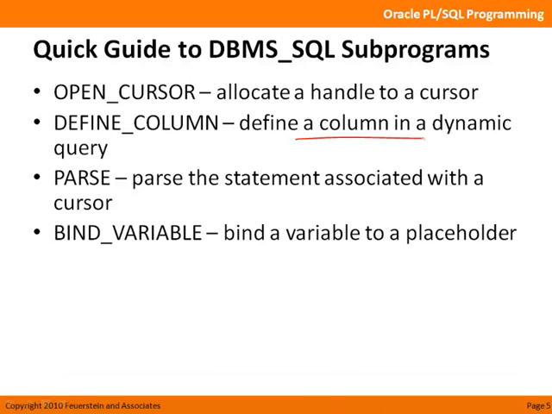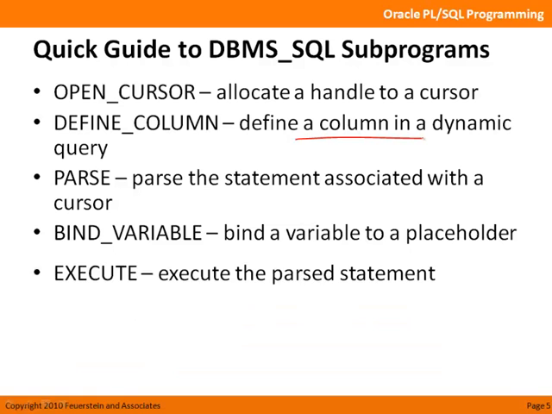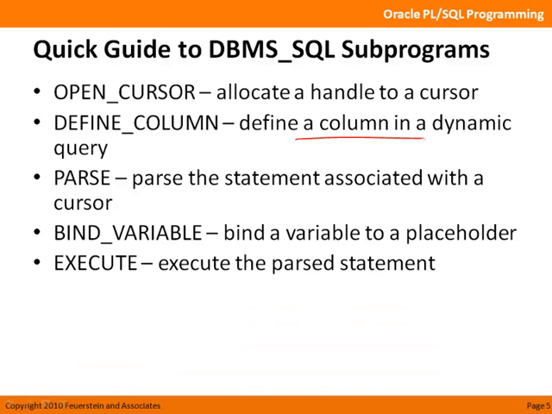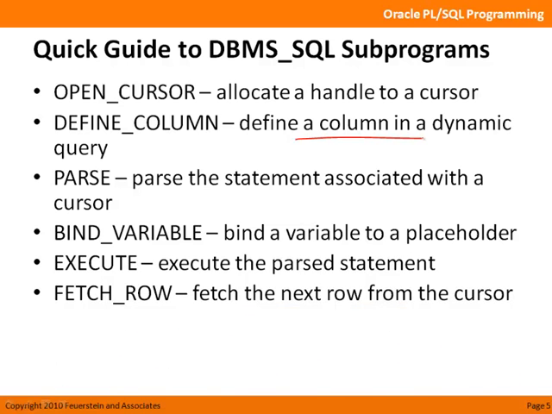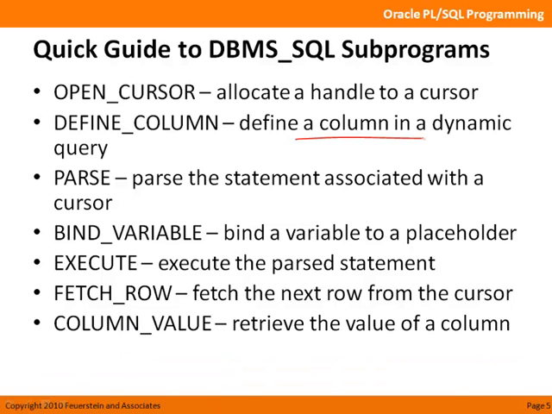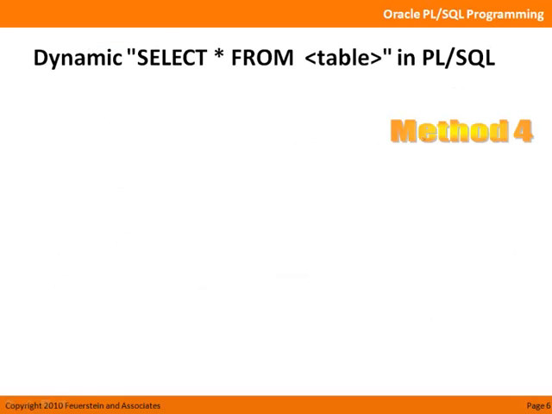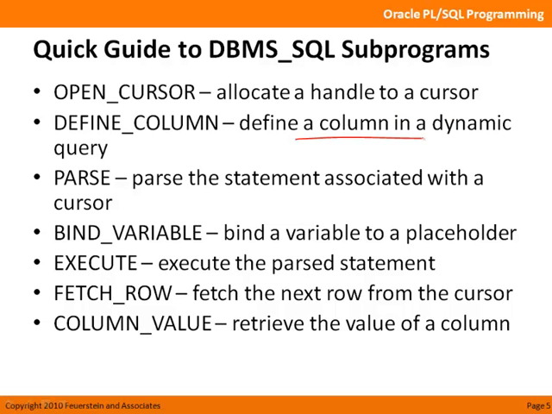And bind variable: if you need to bind a variable to a placeholder, you'll call the bind variable program. You execute the statement, fetch one or more rows, retrieve the column value. So I fetched a row, now I get my individual values. And whoops, though I didn't put it here, sorry, there's also a close cursor. Close the cursor when you're done. I should add that in there. Sorry about that.